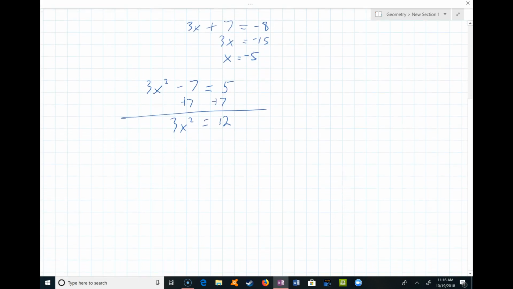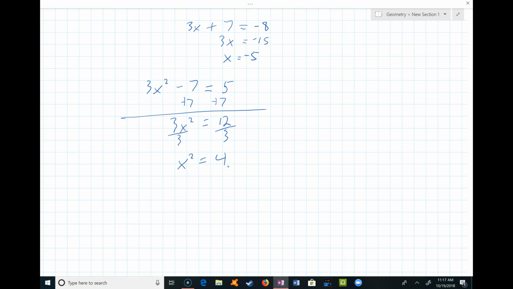Next thing we do is get rid of the times 3. How do you undo times 3? By dividing by 3, and we get x squared is equal to 4. And now we come to a situation that we haven't seen so far in this class. The x is still not by itself. It has a squared attached to it. So we have to somehow undo the squared so we can actually see what x is. This is telling us what x squared is. We want to know what actually x is.